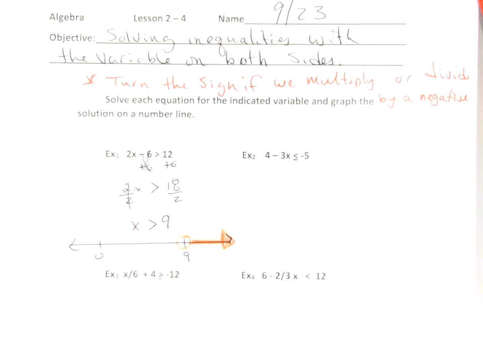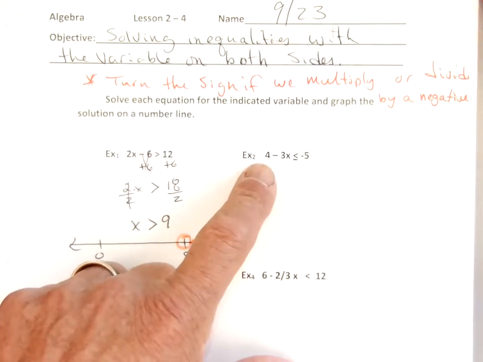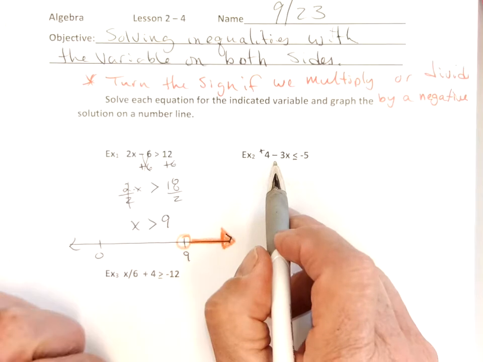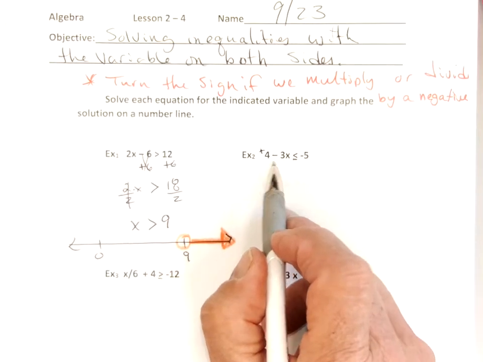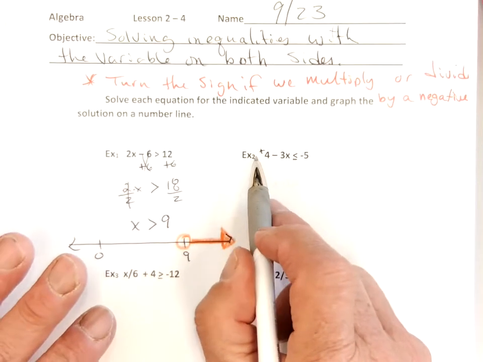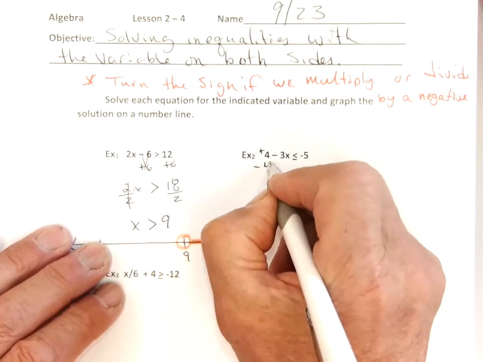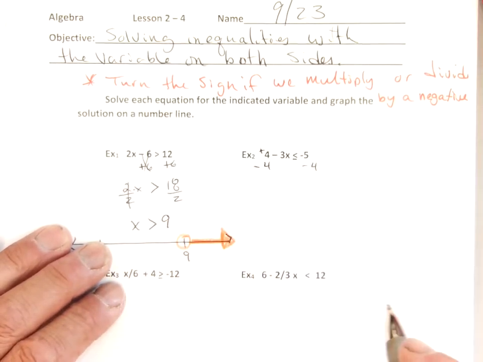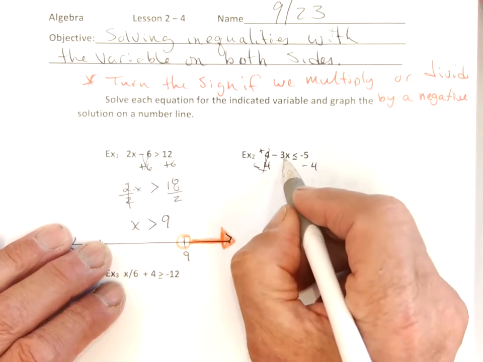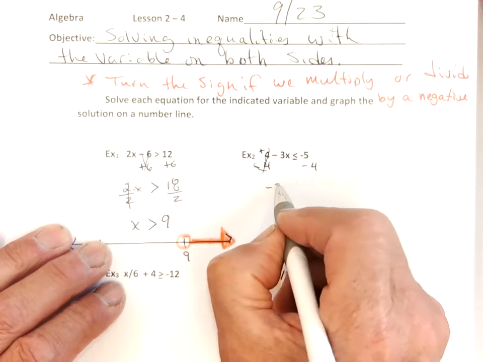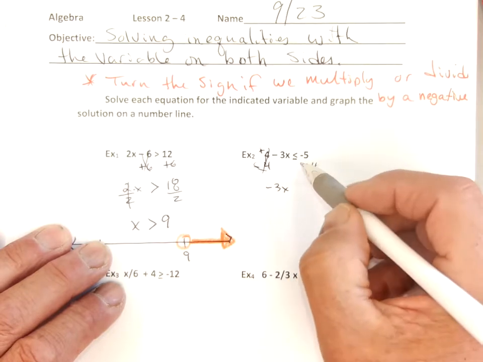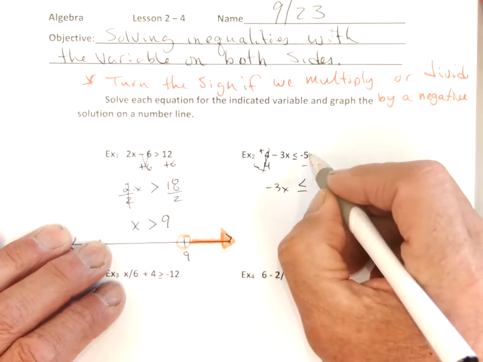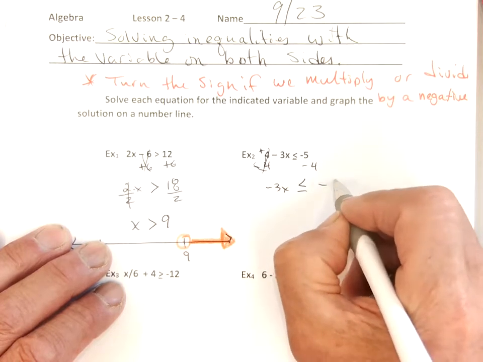Okay, number 2. That's a positive 4. So here can be a trick because you see a negative, but the negative goes to 3. The 4 is a positive, so we're going to undo the 4 by going subtract 4 because that'll cancel out from both sides. 4 is gone. We'll bring down the negative 3x. Bring down the sign. Negative 5 minus 4 makes a negative 9.